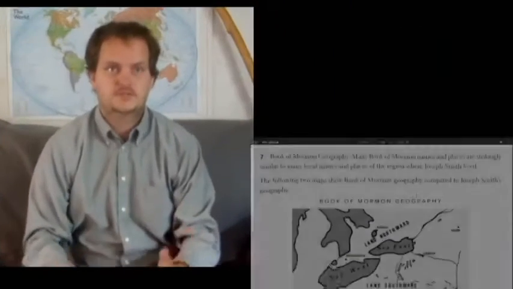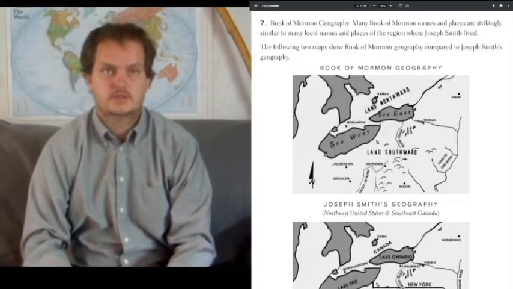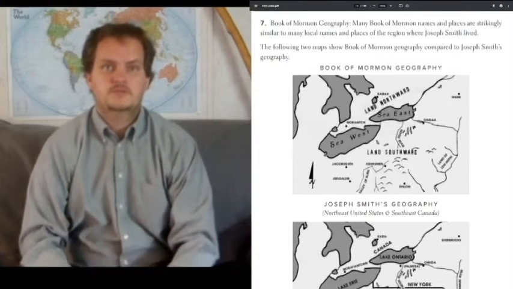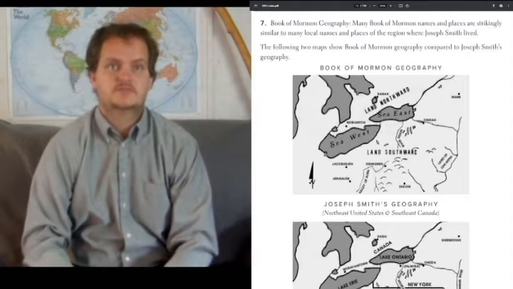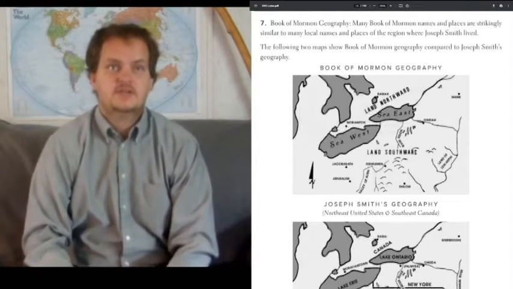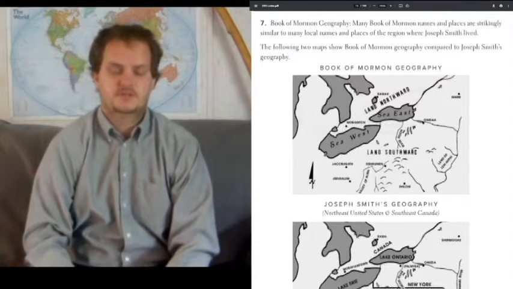So I will be dividing the video into 3 basic parts, even though there will be overlap in what my response is to them. Issue number 7, Book of Mormon Geography. Many Book of Mormon names and places are strikingly similar to many local names and places of the region where Joseph Smith lived. The following 2 maps show the Book of Mormon geography compared to Joseph Smith's geography.